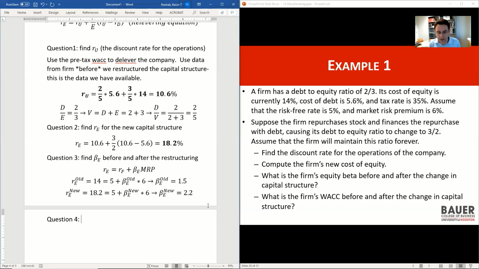And then the last sub question here is find the WACC before and after. So we know that the WACC is debt over value times RD times 1 minus T plus equity over value times RE.